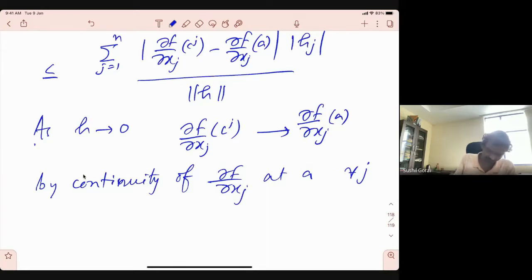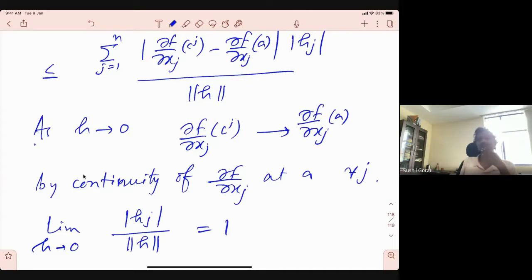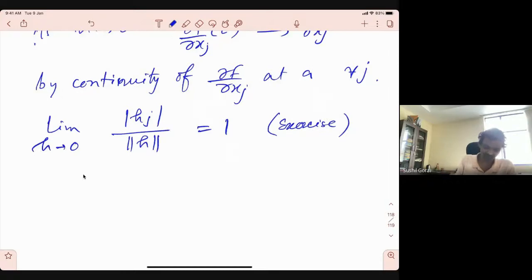And limit h tends to 0 of mod hj by norm h is just 1. Yeah, this is an easy exercise to check, very easy exercise. You just look at the norm and expand it, root of h1 square plus h2 square plus hn square, then you take hj common and the other things tend to 0.